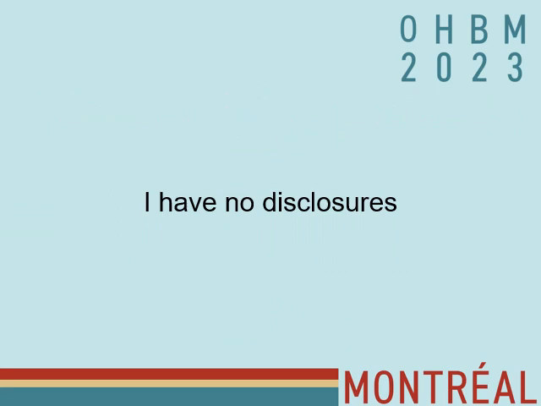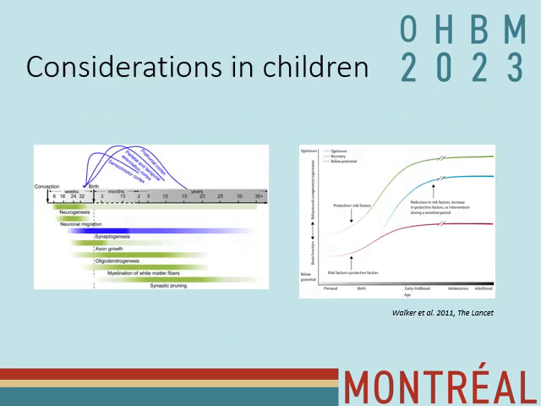So I don't have any disclosures, and before we get into it, I think it's important to preface this talk by saying that children's brains are different to adults. It's a very obvious point, but depending on whether you're examining neuroimaging from younger children or in preschool or in primary school or later at adolescence, there are some important developmental considerations to keep in mind.